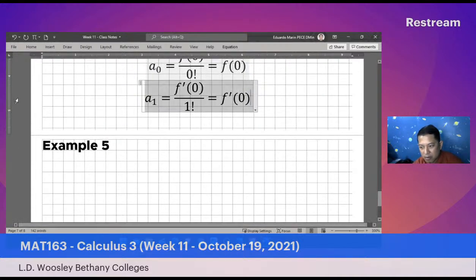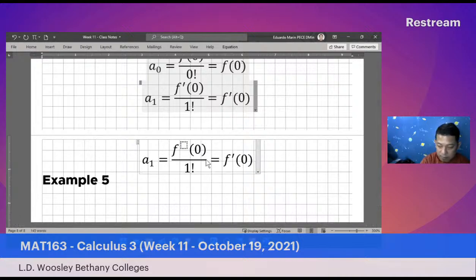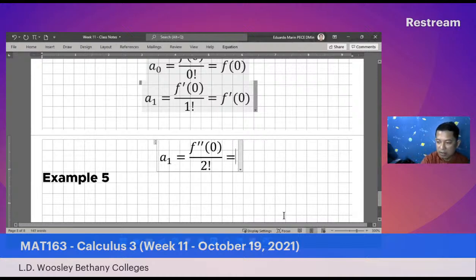How about double prime? How about double prime? The double prime, this is now 2 factorial. So, hanggang dyan na lang yan, no? So 2 factorial. Etc. and etc. So a sub 2 too.